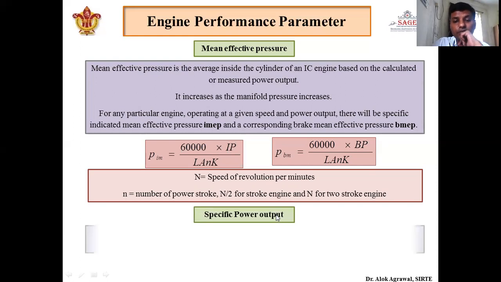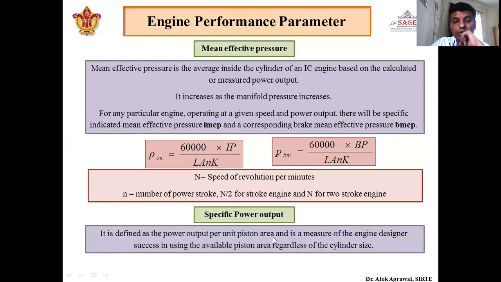The last one is specific power output. It is defined as the power output per unit piston area. It is the measure of the efficiency of the design engineer, how effectively the design engineer is using the available space. It means that if the specific power output is more, then more power is delivered with less area of piston. That is beneficial because the space requirement is less and the power output is more. Mathematically, specific power output is equal to the ratio of brake power upon area.